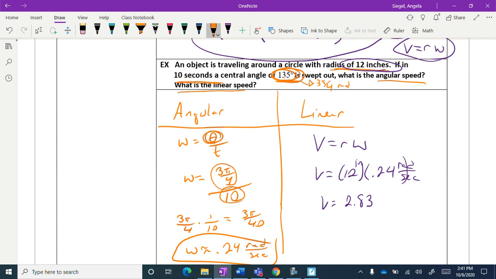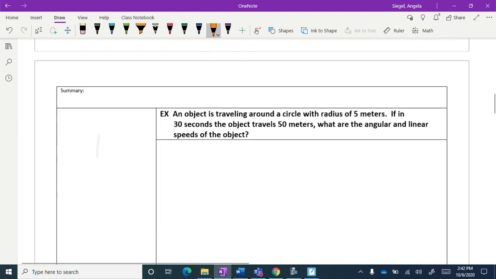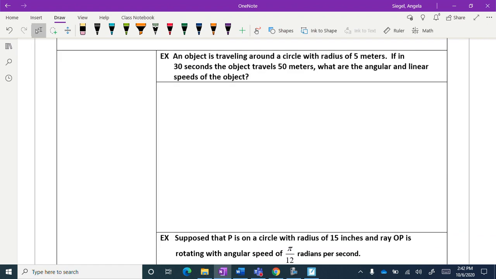So what happens when I combine these is that radians kind of bows out, because we use the symbol for degrees, but we do not use the symbol for radians. So we end up with inches per second for our linear velocity. Okay, let's do another one. This one is very similar, so go ahead and see what you can do with this one.